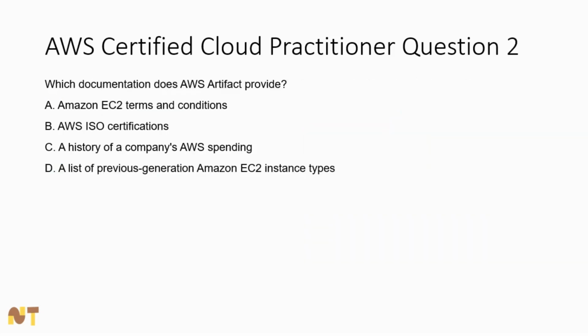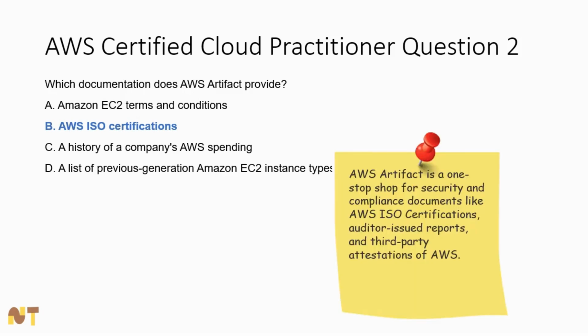Which documentation does AWS Artifact provide? Amazon EC2 terms and conditions, AWS ISO certifications, history of company's AWS spending, list of previous generation EC2 instances. AWS Artifact is like your one-stop shop for security and compliance documents like AWS ISO certifications. Hence the correct answer is B. Rest options do not form a part of AWS Artifact service. Moving on to the next questions.